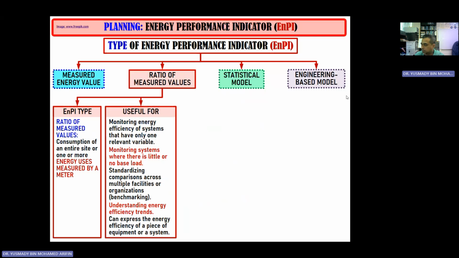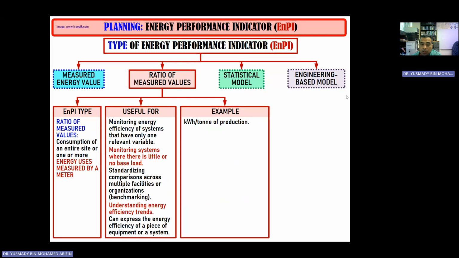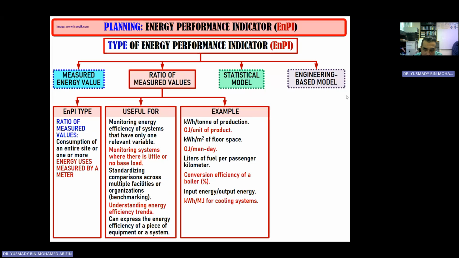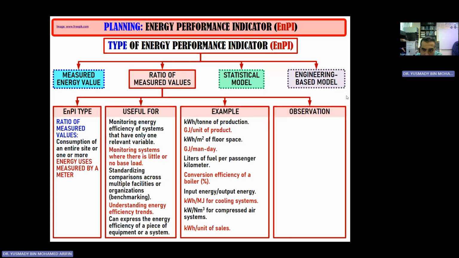equipment or a system. Examples: kilowatt hours per ton of production, gigajoule per unit of product, kilowatt hours per cubic meter of floor space, gigajoule per man day, liters of fuel per passenger kilometer, conversion efficiency of a boiler in terms of percent, input energy per output energy, kilowatt hours per megajoule for a cooling system, kilowatt per cubic meter for a compressed air system, and the last one, kilowatt hours per unit of sales. So these are examples of ENPI under ratio of measured value.